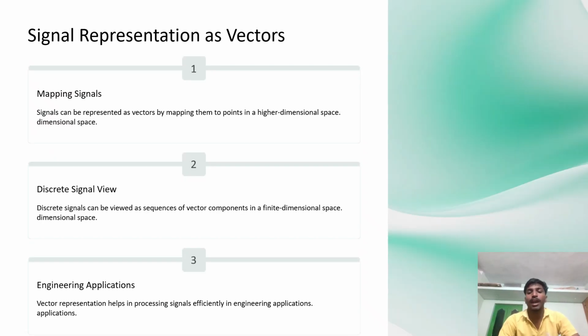Signal representation as vectors. First one, mapping signals. Signals can be represented as vectors by mapping them to points in a higher dimensional space. Discrete signal view. Discrete signals can be viewed as sequences of vector components in a finite dimensional space. Engineering applications. Vector representation helps in processing signals effectively in engineering applications.